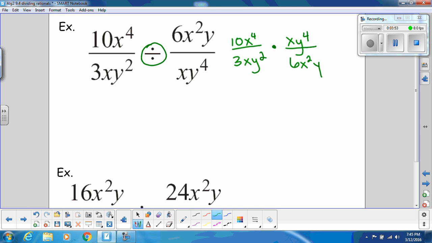Okay, so if I'm looking at just the numbers, well, 3 doesn't go into 10, so I don't really want to do anything with 3. Let's see, 6 doesn't really go into 10 either. However, I know that 2 is a factor of both of those. So I'm going to rewrite 10 as 2 times 5. Okay, I'm going to keep 3 the same. And then I also know that 6 is the same thing as 2 times 3. Okay, so I can see that later I'll cancel out those 2's.